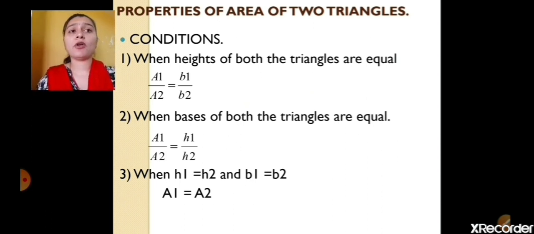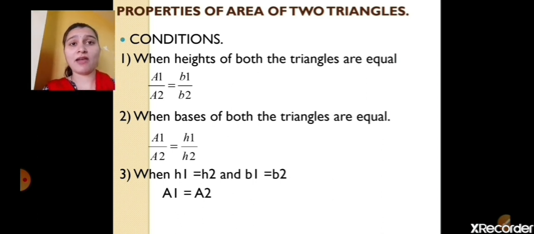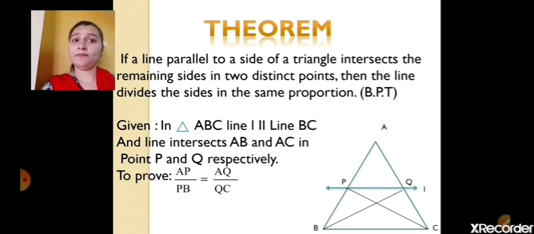So we have studied the property of area of two triangles, right? When heights are equal, bases are equal, and again when heights and bases both are equal. This we have studied in the previous presentation. Next we learn about the theorem.